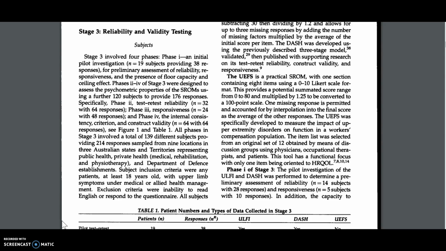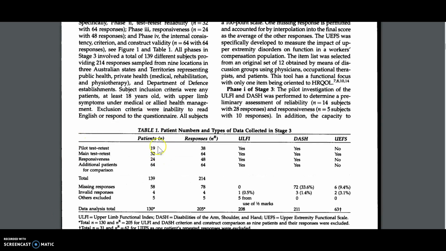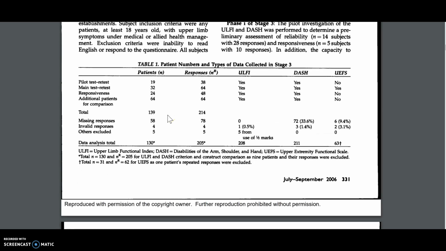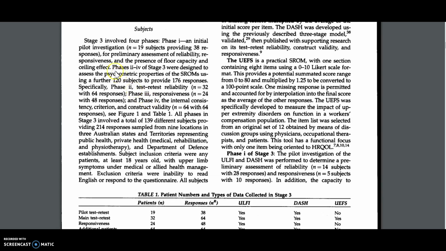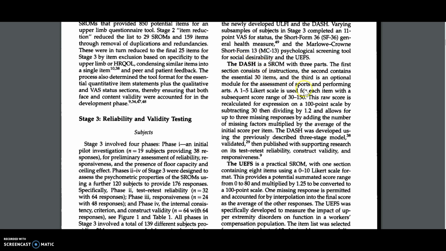Within those stages, they also assessed the psychometric properties of those PROMs used and the number of subjects and the responses they provided. Table 1 is an overview of everything that you read on page 331. So, again, they're telling you what they did in each phase, and then they're describing to you on the right side what each of those outcome measures actually consist of.